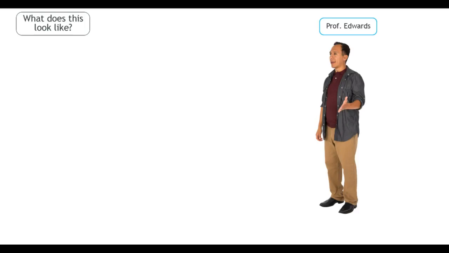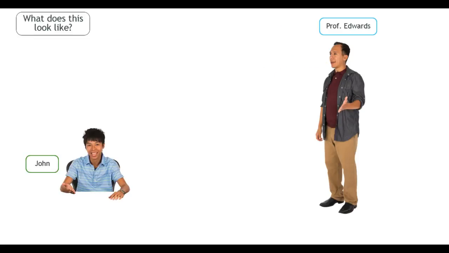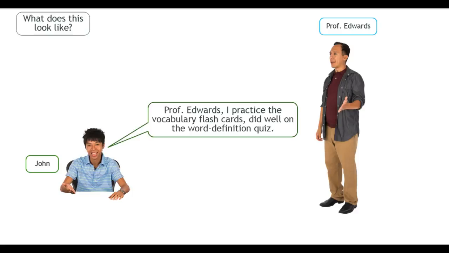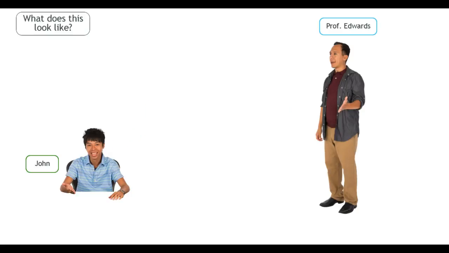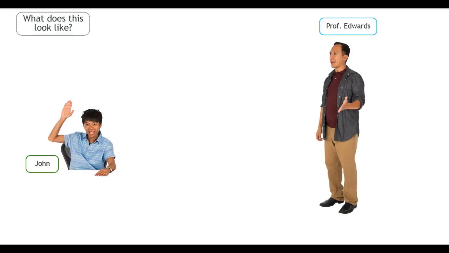What does this look like? Professor Edwards is a chemistry teacher who is ready to start his next class. "Okay, class, now that we've learned the new vocabulary, you're ready to move on to this week's new concepts." John, an English second language student, says, "Professor Edwards, I practiced the vocabulary flashcards and I did well on the word definition quiz." Professor Edwards is proud of John and states, "Great, let's talk about the relationship of electrons and neutrons." John starts to get confused and raises his hand.